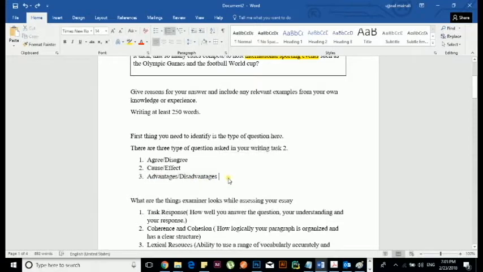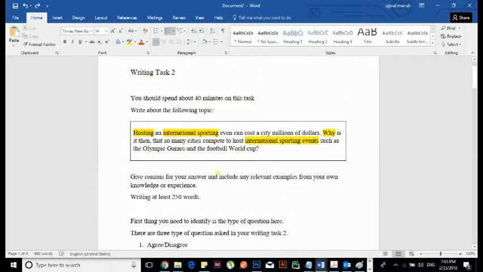cause and effect, advantage and disadvantage, and the first thing you need is to identify the type of question you are asked. So let's go to the questions.